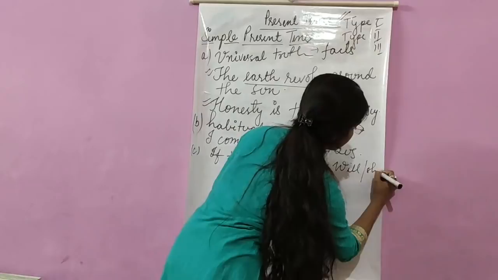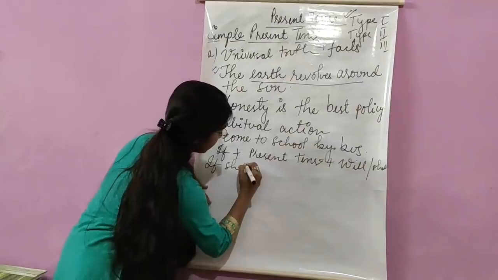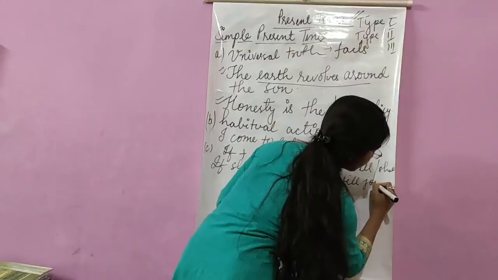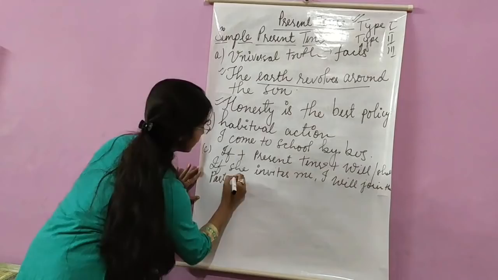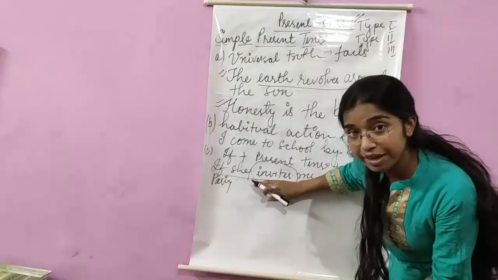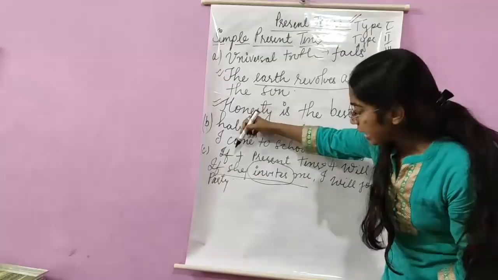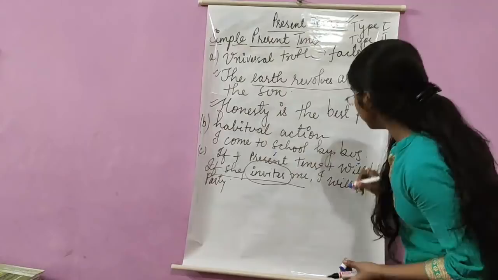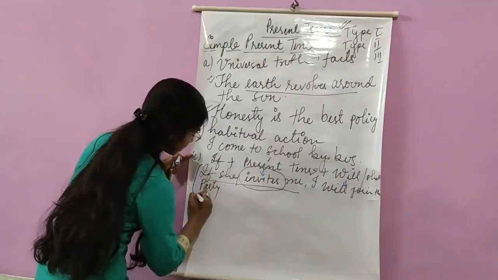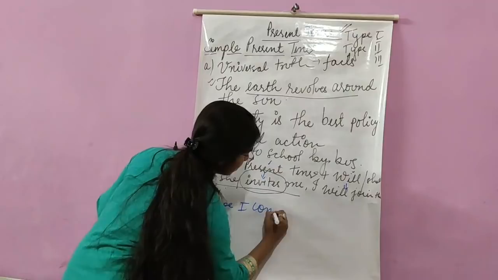For example, if I say, if she invites me, comma, I will join the party. If she invites me, I'll join the party. Now, see the first clause, if she invites me. The verb over here is invites. This verb, invites, tells us that the action is in present tense. I gave you the format already. If plus present plus will or shall. As for the format I have used here, invites. As for the format I have used here, will. Okay. So, this is the type 1 conditional sentence.